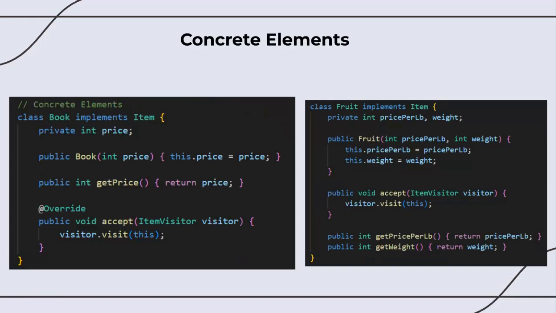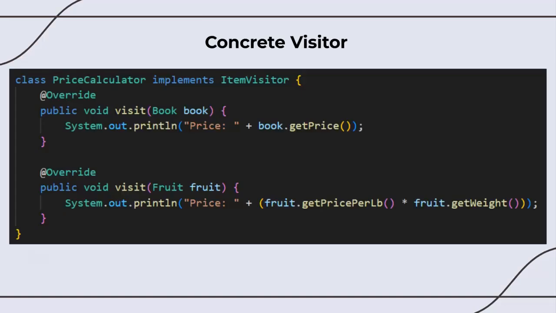Then we have the concrete elements. The book and fruit have their own properties, you can see, and their own methods. And they both override accept, and they're passing a reference to themselves when they call visit. And finally, here is the concrete visitor, which is based on the passed-in item, and it prints out the price differently based on what item is passed in. So as you can see for book, the book has a flat price that we print out, whereas the fruit has a price that depends on the weight and price per pound.